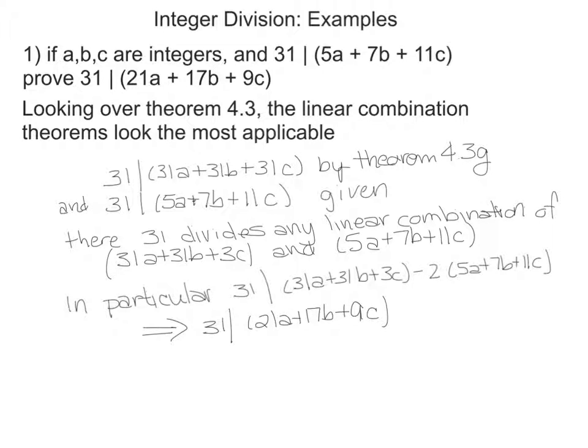The significance of this particular linear combination, where 31A plus 31B plus 31C is multiplied by 1 and then added to 5A plus 7B plus 11C multiplied by -2, is that when you work this out algebraically, you get the 21A plus 17B plus 9C that you were looking for, and then you're done. Again, this example relied heavily on Theorem 4.3 Part G.